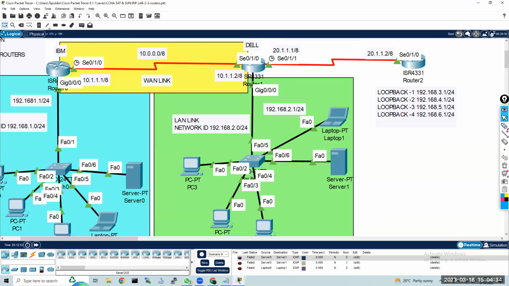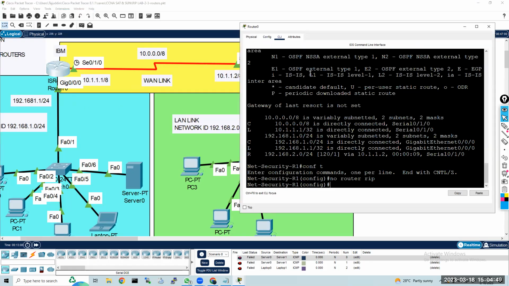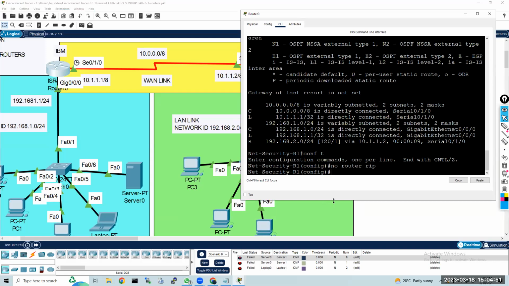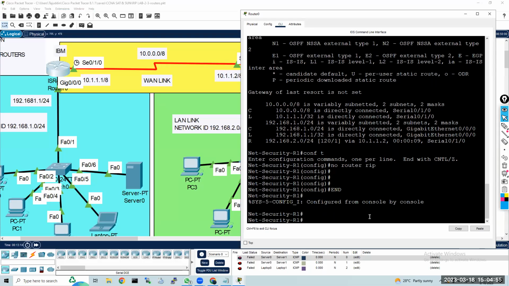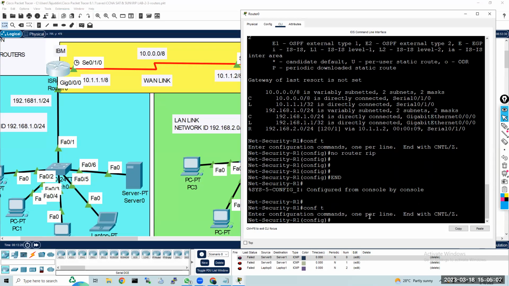Okay, let's start. Say for example, this is my HP, Hewlett Packard. So let's first start with my IBM router. Now I'm going to configure RIP. So go to global configuration mode. Router RIP.